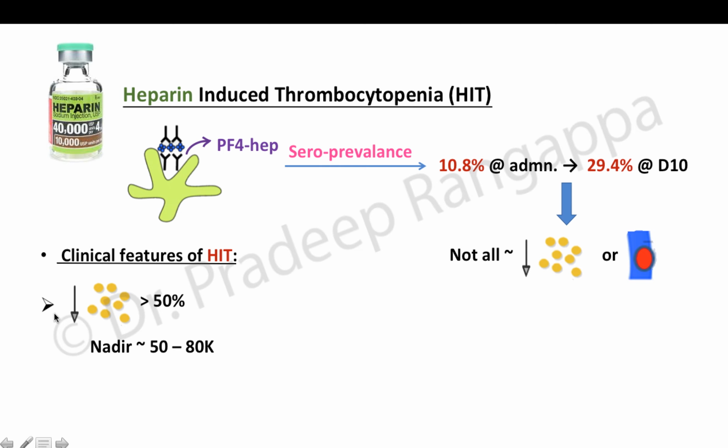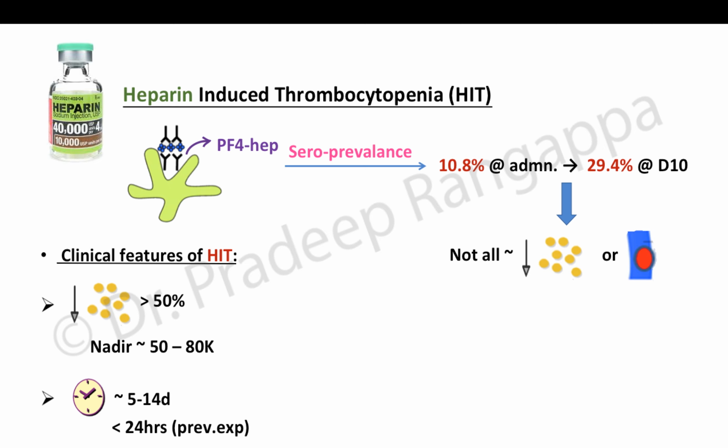So when do you suspect patients with HIT? When someone has a platelet drop of more than 50%, or where they reach nadir, which is the bottom point, of around 50 to 80,000, or when the duration of the thrombocytopenia is somewhere around 5 to 14 days. I think this is when you suspect.